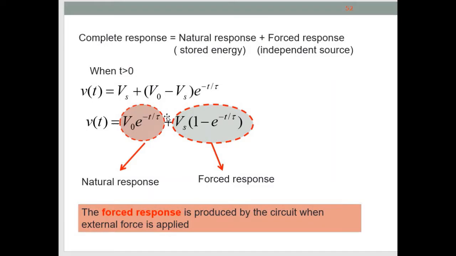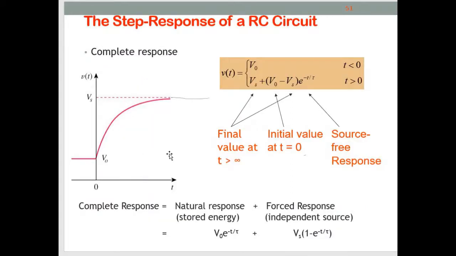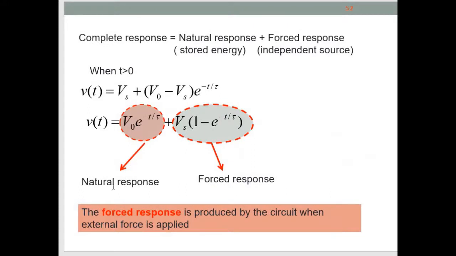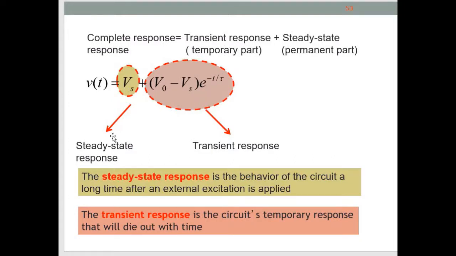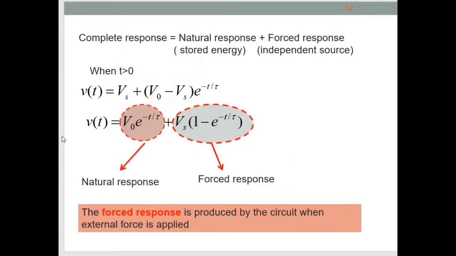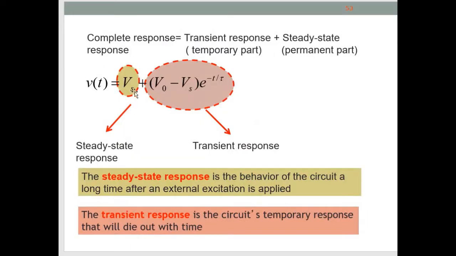Okay, similarly, this slide is a detailed explanation of the step response of the RC circuit, which explains the natural response and also the forced response. It can also be written in this form from the same equation. Just transform into here. This is what we call the steady state response, and this is the transient response.